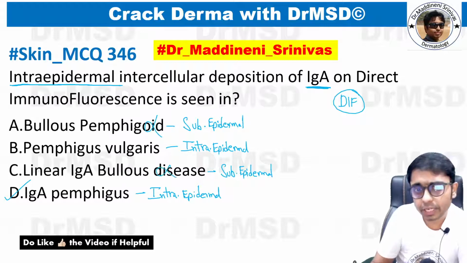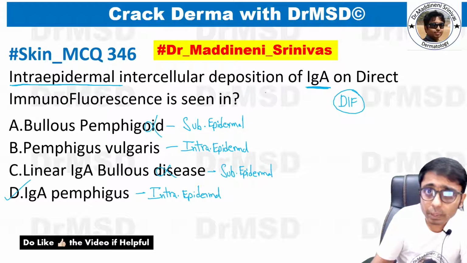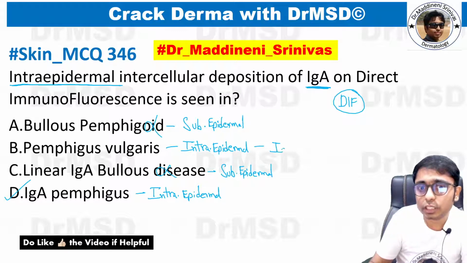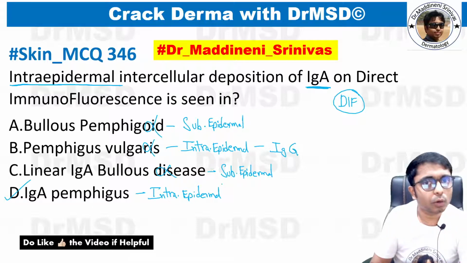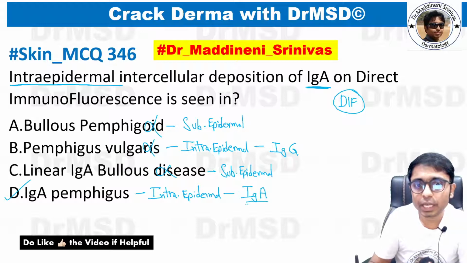Now looking at pemphigus vulgaris, it is definitely intraepidermal, and intercellular deposition will be there. DIF will show IgG deposition intercellularly but not IgA. So that is how you can also rule out option B, and finally we are left with IgA pemphigus, in which in fact we are going to see IgA deposition.